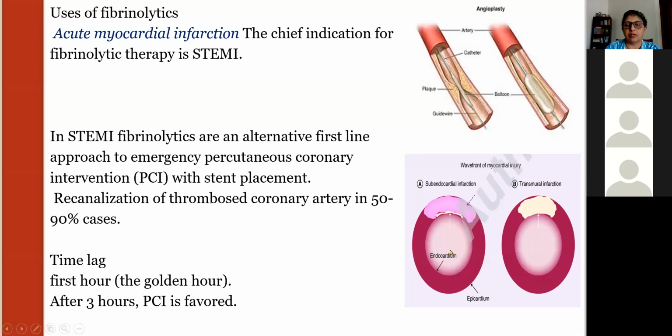So the first hour is the golden hour. In the golden hour itself, we have to do thrombolytic therapy. Then only can we save the myocardium. So thrombolytics we have to do within an hour or a maximum of 6 hours. After 6 hours, it is of no use, and it is better after 3 hours to go for PCI, percutaneous coronary intervention. And another thing, if you are using PCI, there won't be any bleeding, because all these fibrinolytic drugs can cause bleeding.